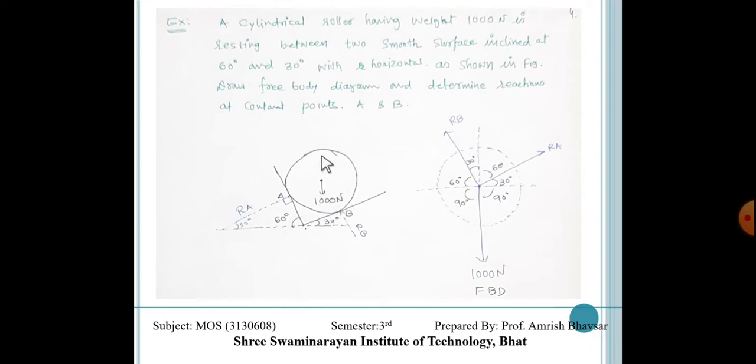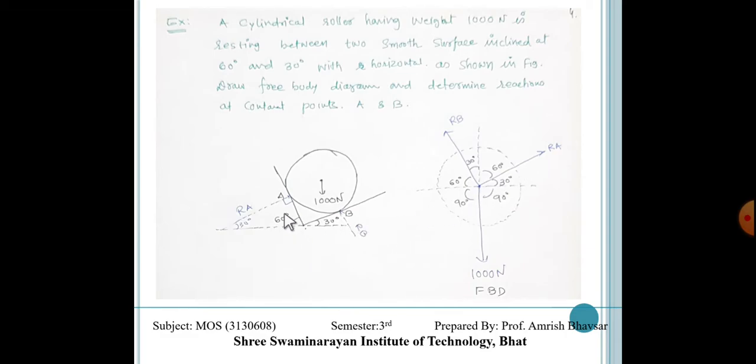This is our cylinder and it rests in this V channel groove. The angle of this is 60 degrees, this is 30 degrees, this is contact point A, this is contact point B. So this cylinder has weight 1000 Newton. Here support A gives reaction Ra, which passes through the center of the cylinder. So it is Ra.